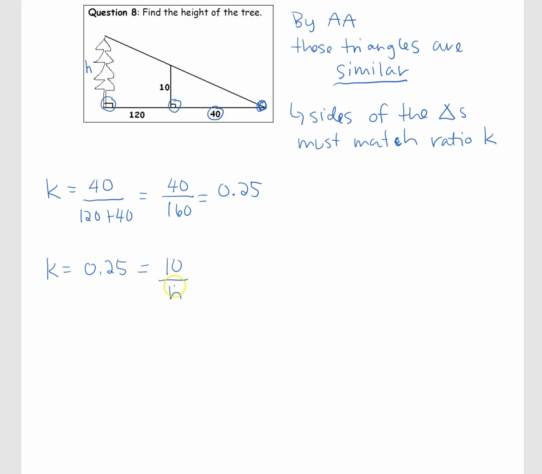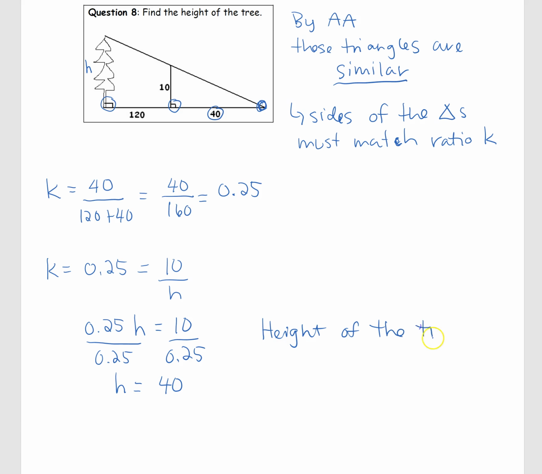I'm going to multiply both sides of this equation by h. That's going to cancel it out here and move it over to the other side. I'm going to get 0.25h is equal to 10. Then dividing by 0.25 on both sides gives me h is equal to 40. So to answer the question, the height of the tree is 40. We haven't been given units here, so that is sufficient for the answer to question 8.